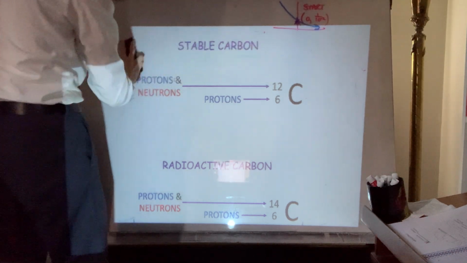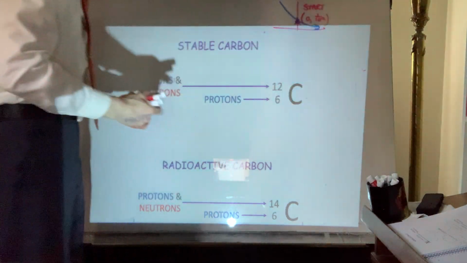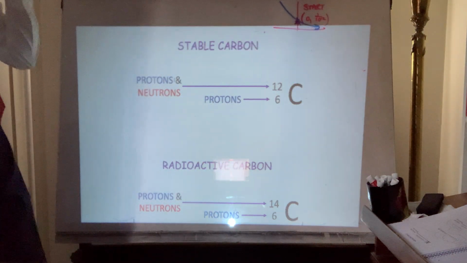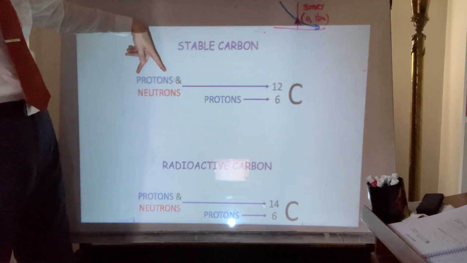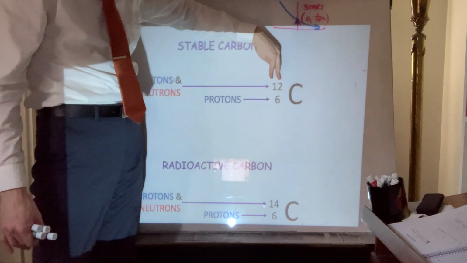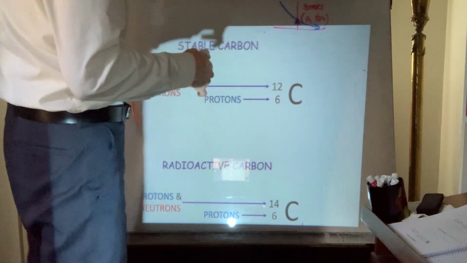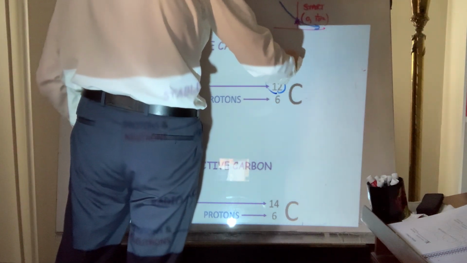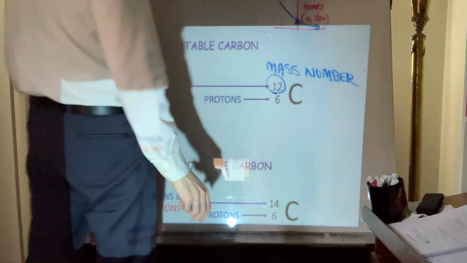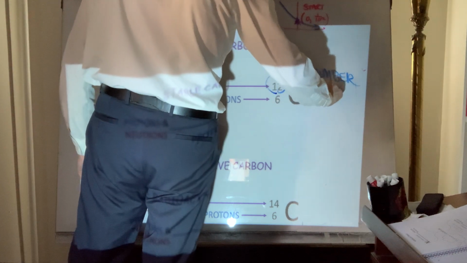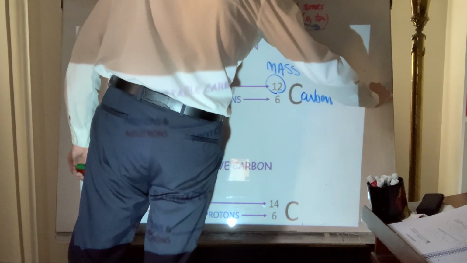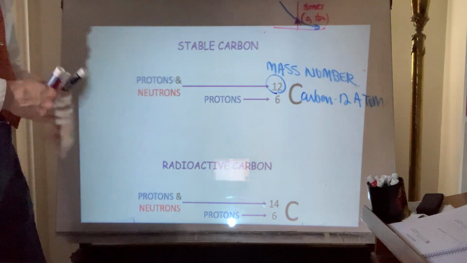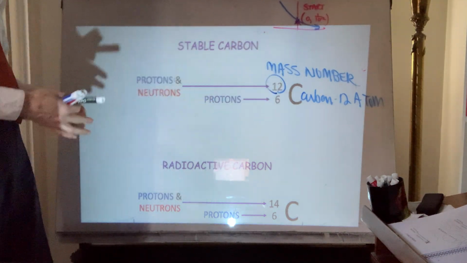Stable carbon, as it is written in a textbook, would be like this. Here's the symbol for carbon, capital C. The number of protons and neutrons of an individual carbon-12 atom would be the number sitting on top. This is alternatively known as the mass number. This, perhaps more famously, is exclusively the number of protons. This is known as the atomic number.